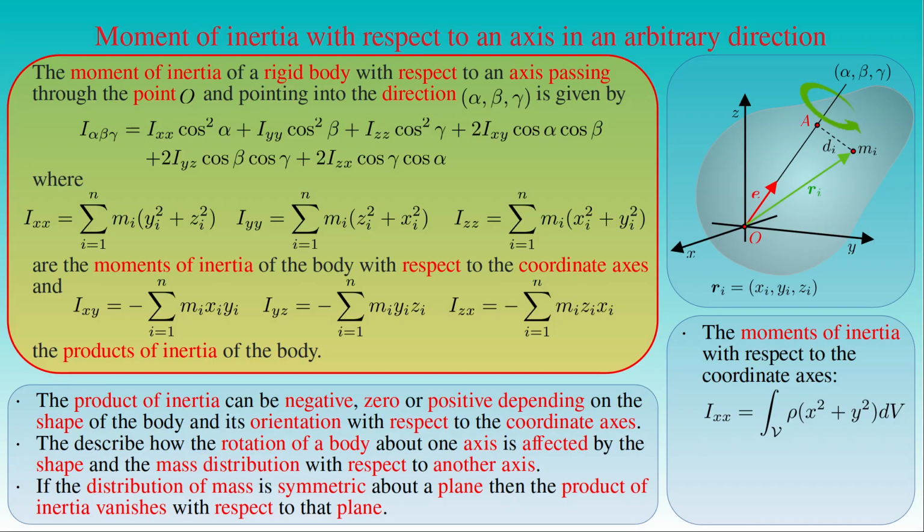Here the volume element dV in the integral can be expressed in terms of the Cartesian coordinates x, y and z. Similarly, the products of inertia become volume integrals as well. For example, I_xy is given by minus the volume integral of the density ρ times the coordinate x times the coordinate y with respect to the volume V over the volume 𝒱 of the body.